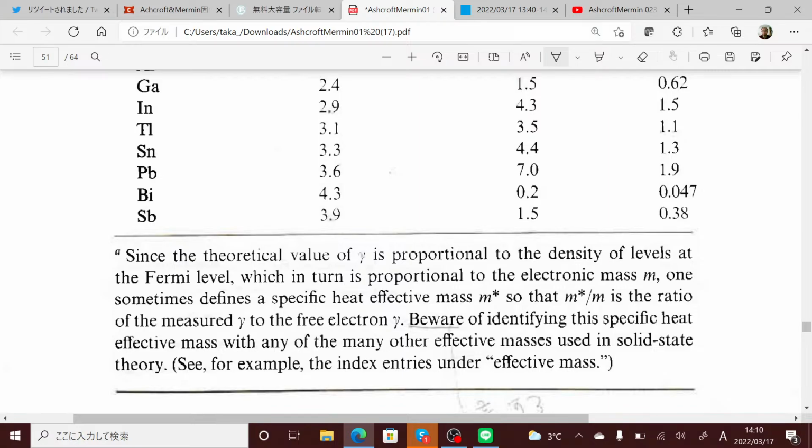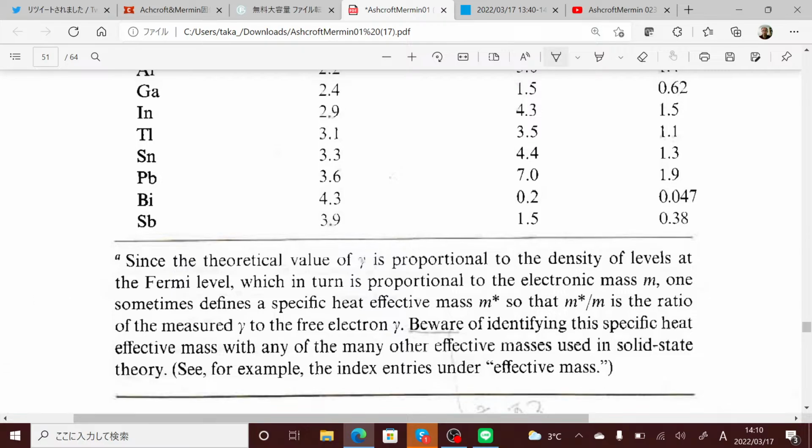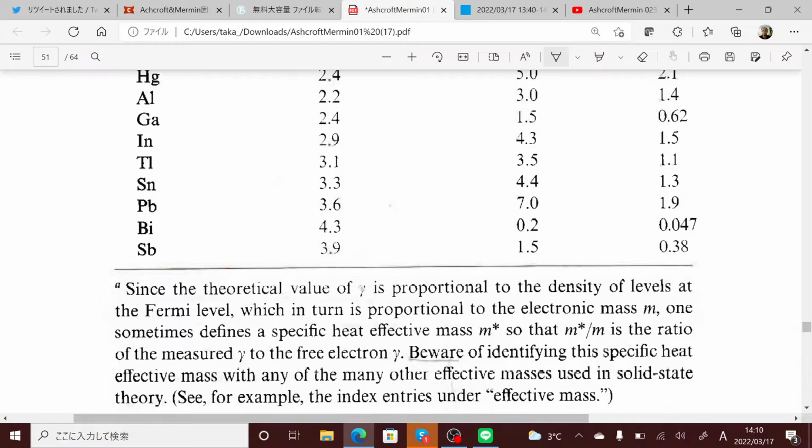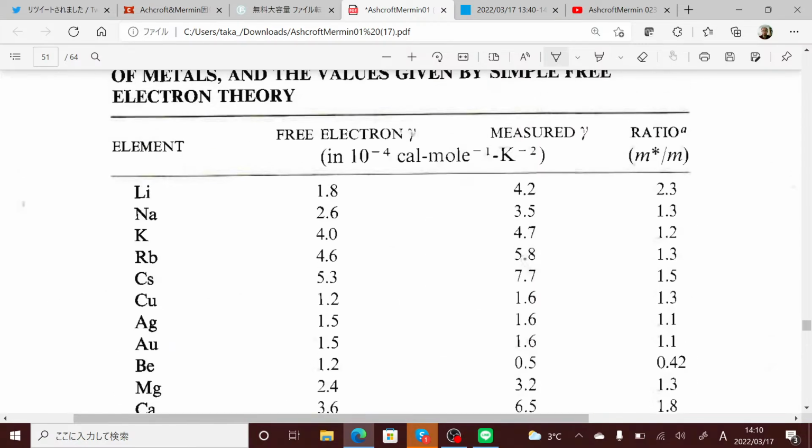Beware of identifying this specific heat effective mass with any of the many other effective masses used in solid-state theory. For example, see the index entries under effective mass.